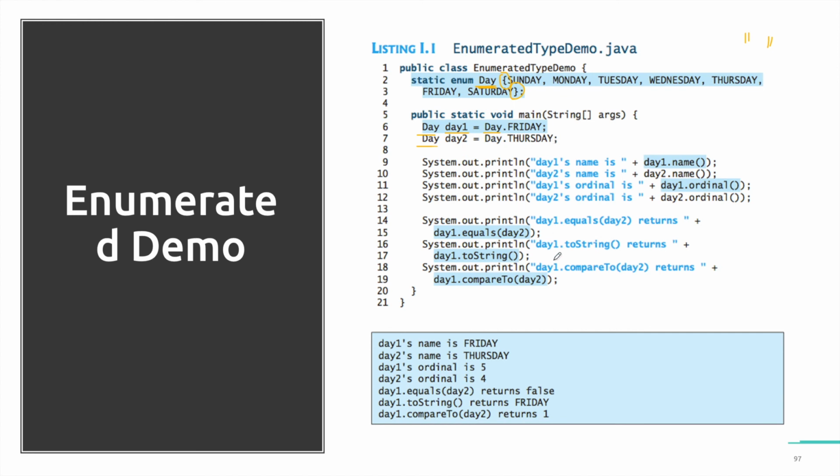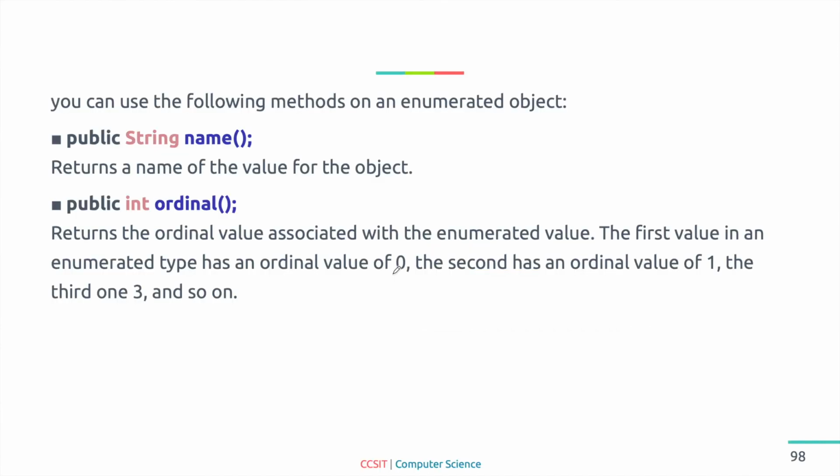So before I move into the rest of the code, I just want to tell you two methods that we use with enumerated objects. The first method is the name method. The name method returns a string. This string is the name of the value of the object. And the second method is ordinal. Ordinal returns an integer, and this integer tells me the order of the value of the enumerated object that we have.